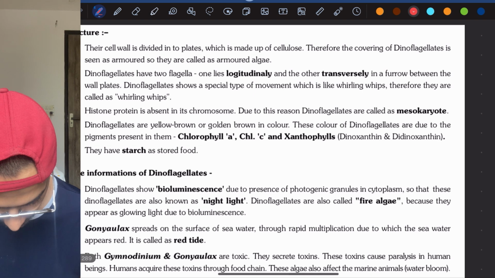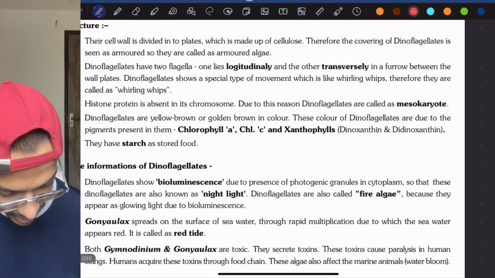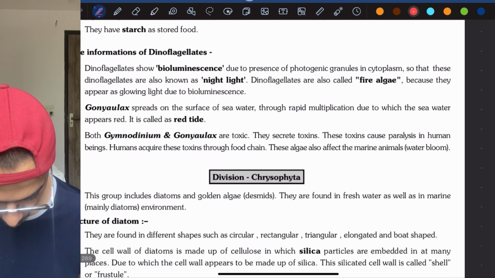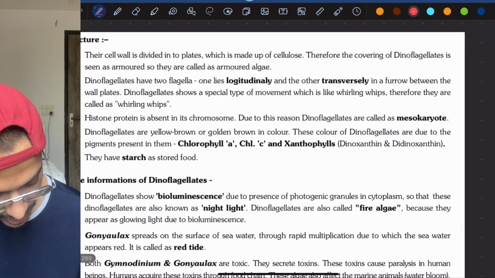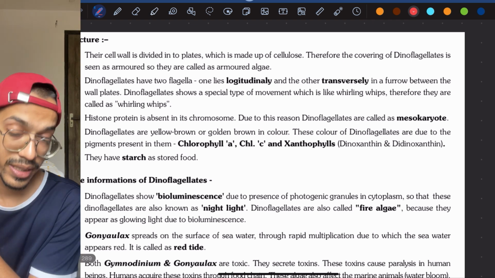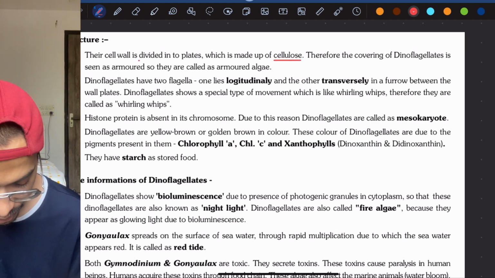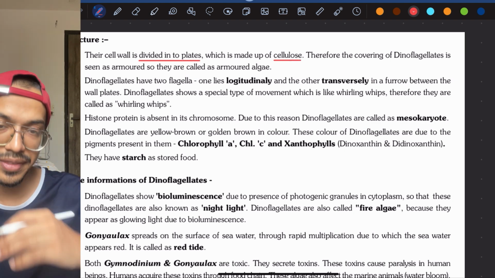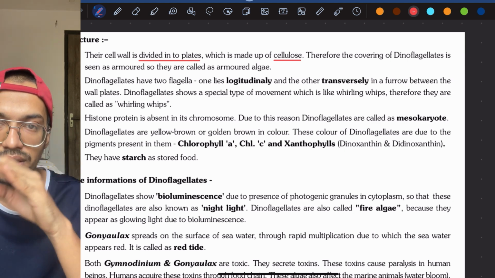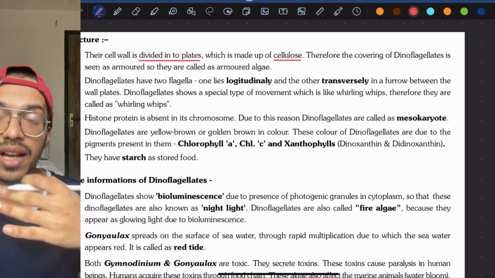So over here, if you see, certain factors and pointers are given to you, which we have to remember. What are these factors and pointers? Number one is their cell wall has plates present, and they are made up of what? Cellulose. Okay, so they are divided into plates made up of cellulose, and this gives a covering around the dinoflagellates, and it appears like armor.